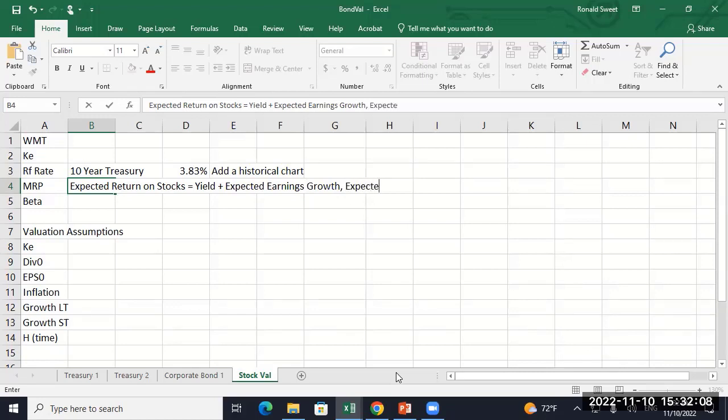Expected earnings growth. We're not going to tie that. I always spell growth like that. I don't know what my fingers are doing. We're going to put that as a function of nominal GDP growth. That time I got the W and I missed the TH.